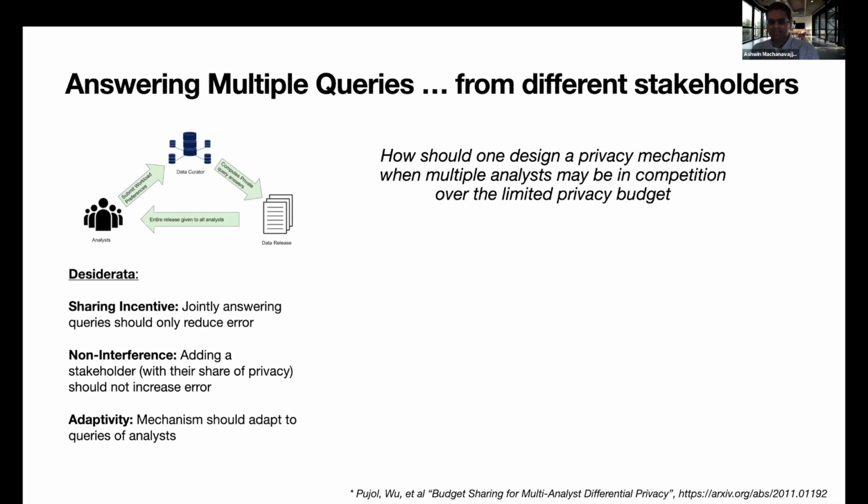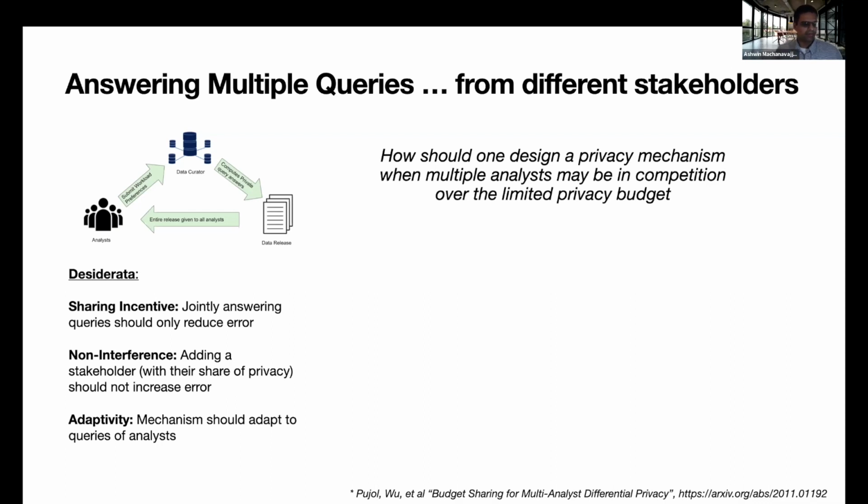But then if two people ask the same question, why are we unnecessarily wasting privacy budget independently for them? You could pool their privacy budgets, right? And this is really what all of these state-of-the-art techniques for answering multiple queries do. They try to find these substructures and choose the substructures that they can use to answer the queries. But when you do that, you want to make sure that certain desiderata are met, right? For example, you want something like sharing incentive, which is that jointly answering queries should only reduce the errors for these analysts. It should not increase the errors.